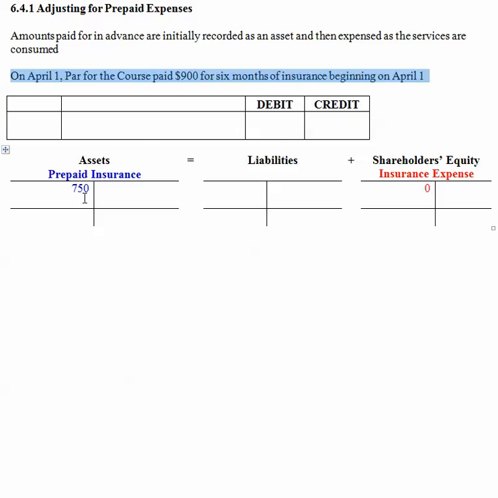Now you'll see here this is $750 because what I'm showing you here is May 1 or April 30th balances. If you think about it, back in April they used some of that prepaid insurance. They got insurance coverage for the month of April. So this 900 covers 6 months. So every month it's $150 of service that they consume. So the prepaid insurance will come down by 150 or get reduced by 150 every month when you make adjusting entries. So now we're going to do May's.